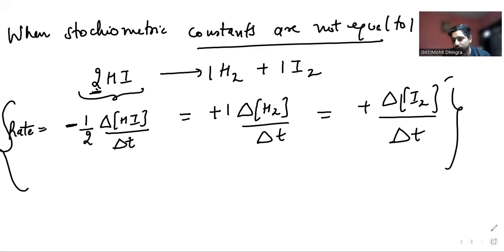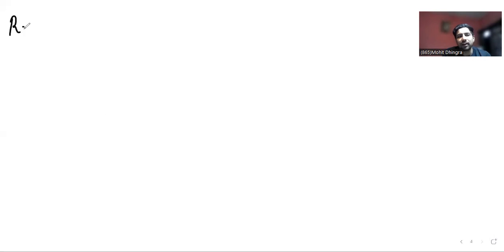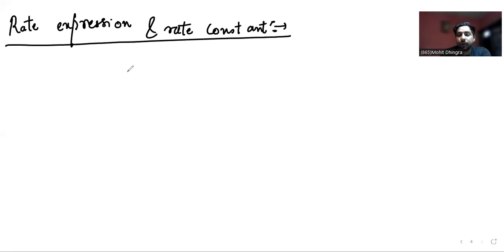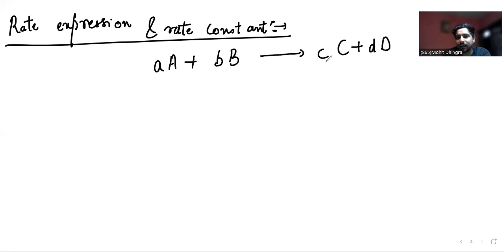Now we will discuss the rate expression and the rate constant. For that we will discuss a reaction, for example, aA plus bB giving rise to cC plus dD. Now the small letters c, d, b, a represent the stoichiometric constants. Okay, they represent the stoichiometric constants.